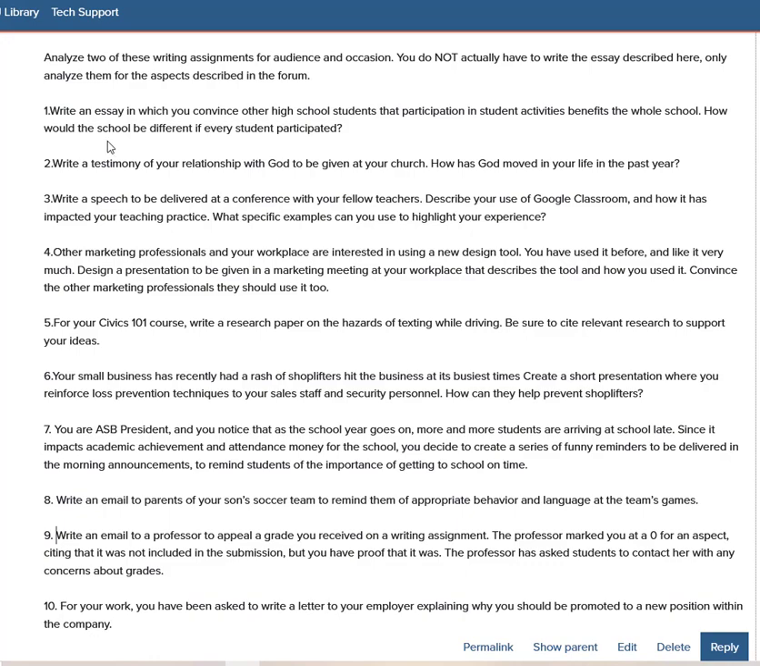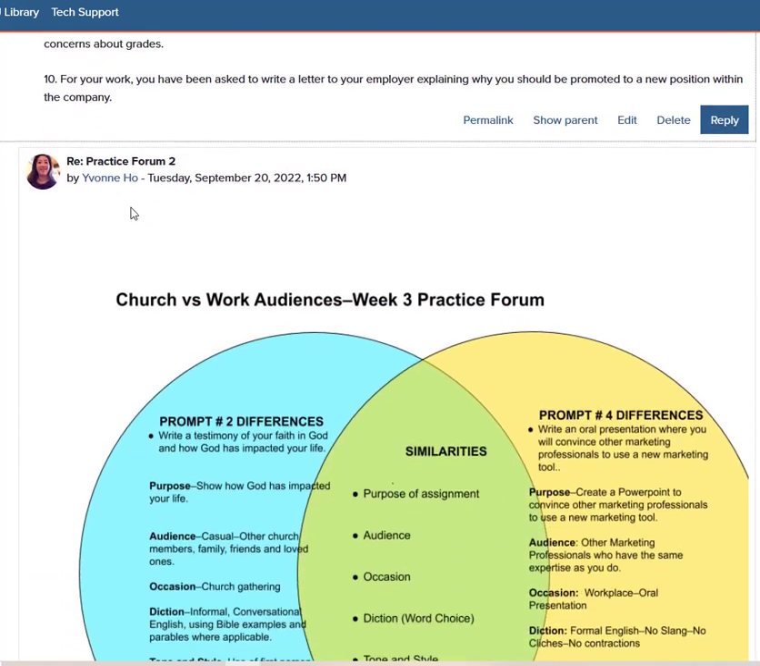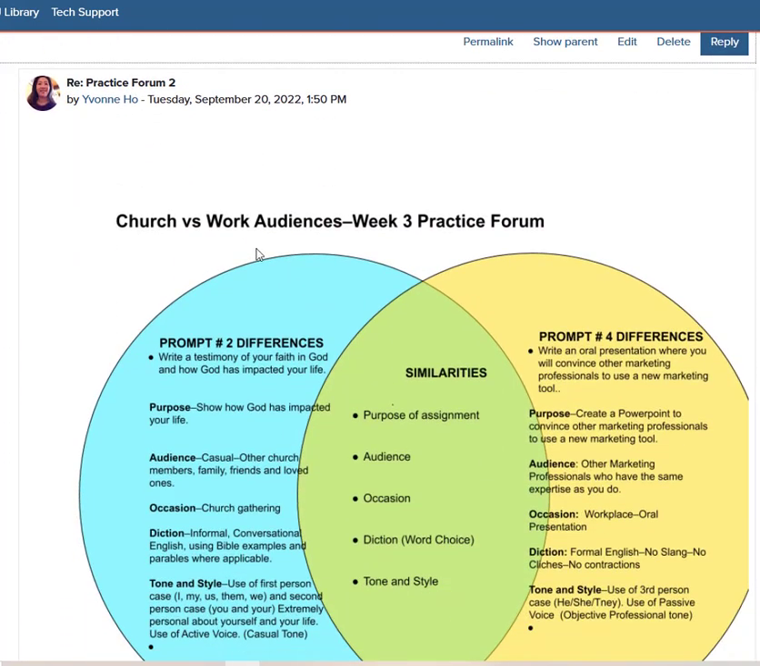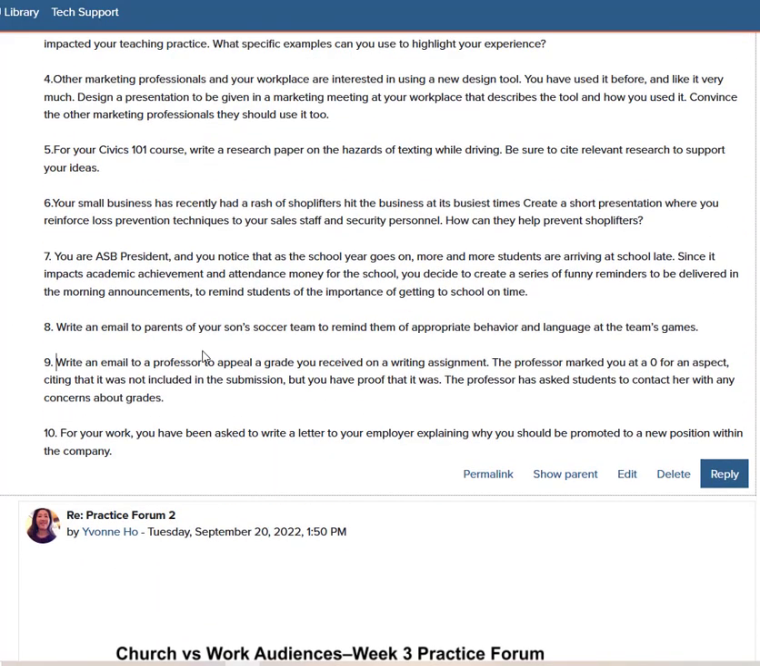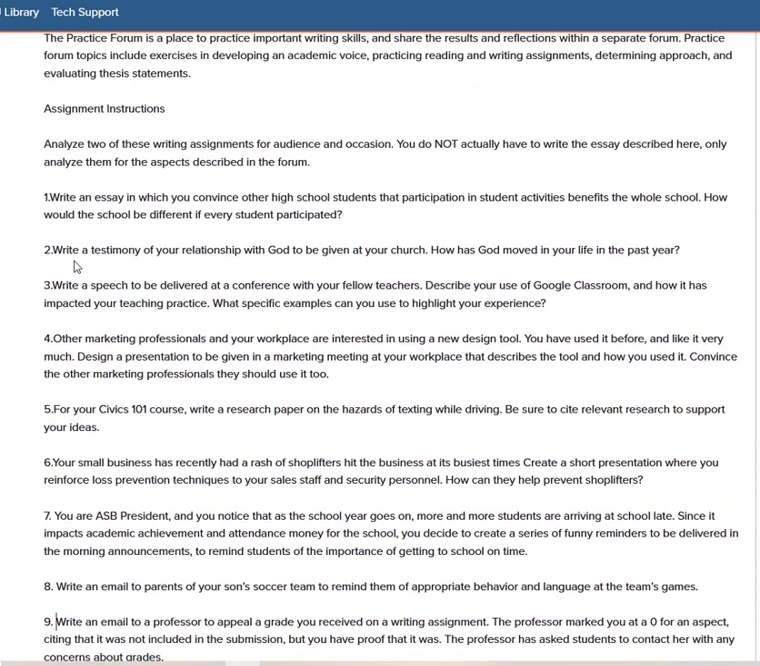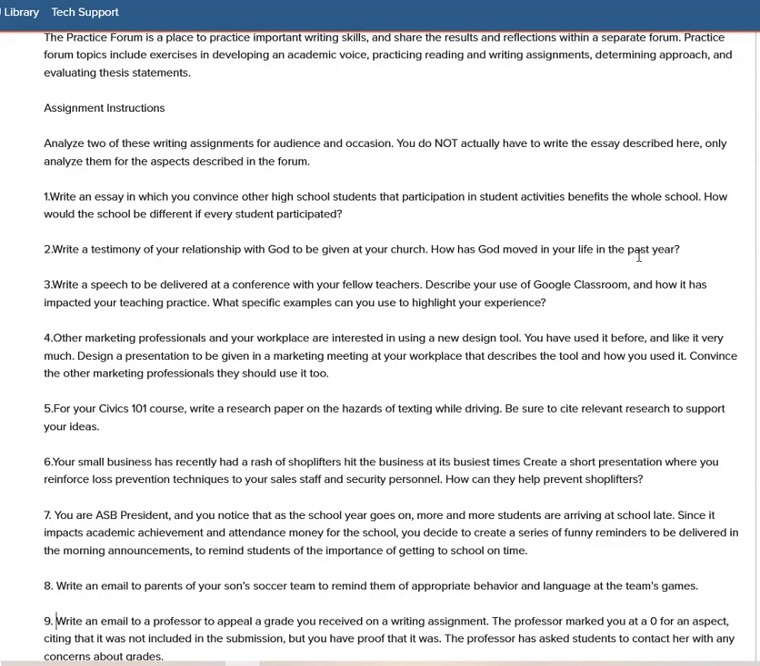So here is an example Venn diagram. Churches versus work. So I chose prompt number 2. Okay, prompt number 2. Let's go to prompt number 2. Write a testimony of your relationship with God to be given at your church. How has God moved in your life in the past year?